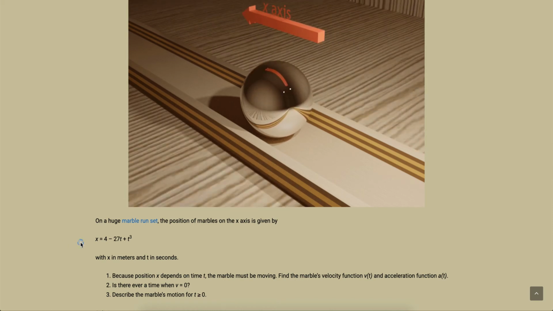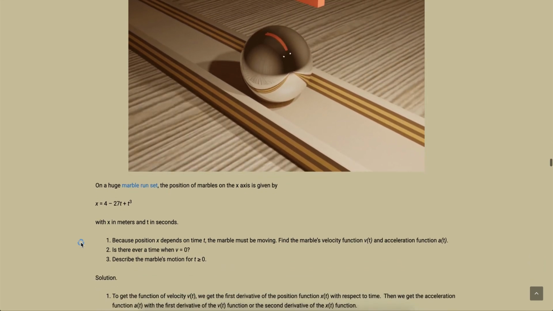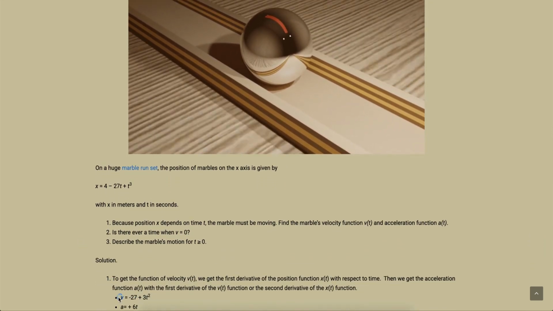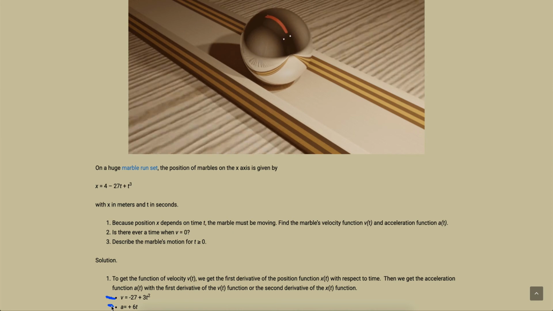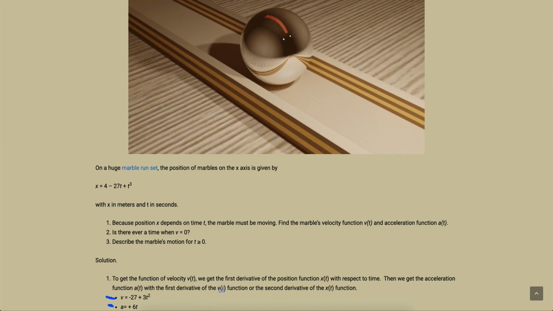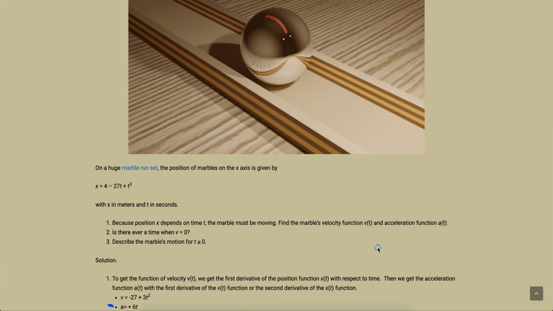For the acceleration, we do the same thing. The derivative of the velocity equation is 6t. So there we have the first part of the problem solved. Now, the second part is easy, since we have the equation that describes the velocity of the marble.